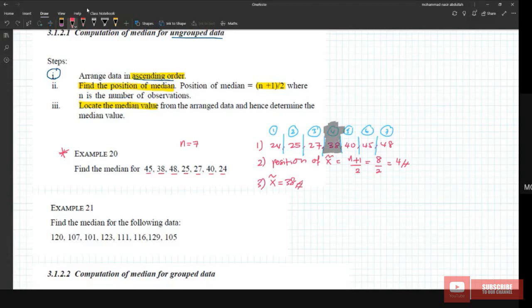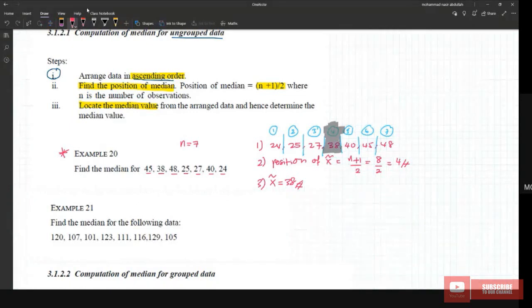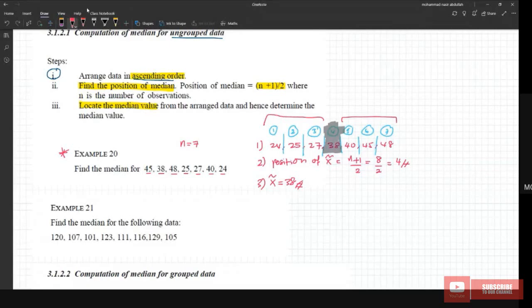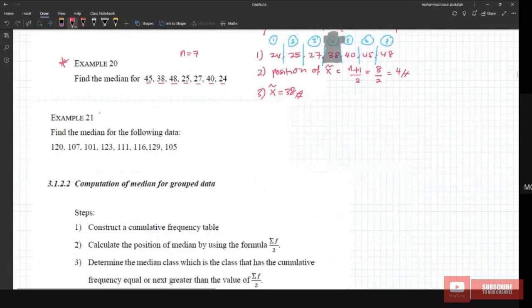So how do we interpret the value of the median? 50% of the data have values less than 38, while the other 50% of the data have values more than 38. So this is how we calculate the median for ungrouped data. Now we move to the next example, example number 21. We want to find the median for the following data.